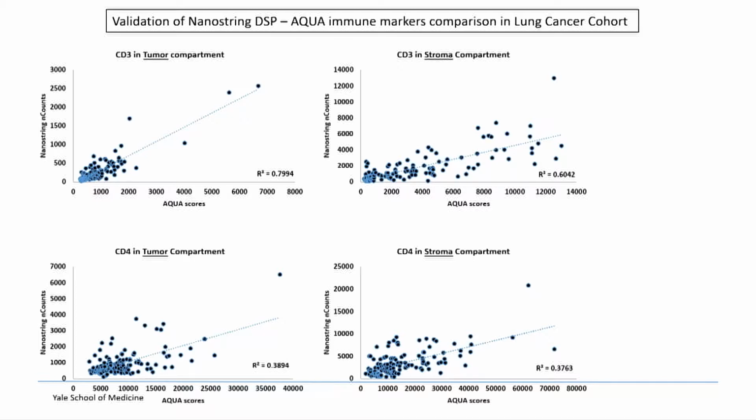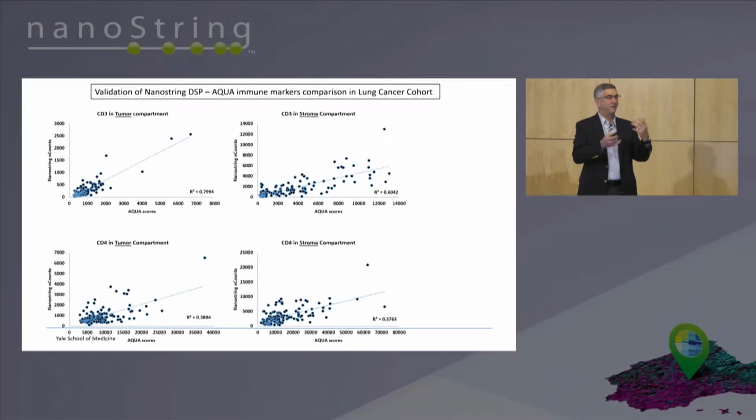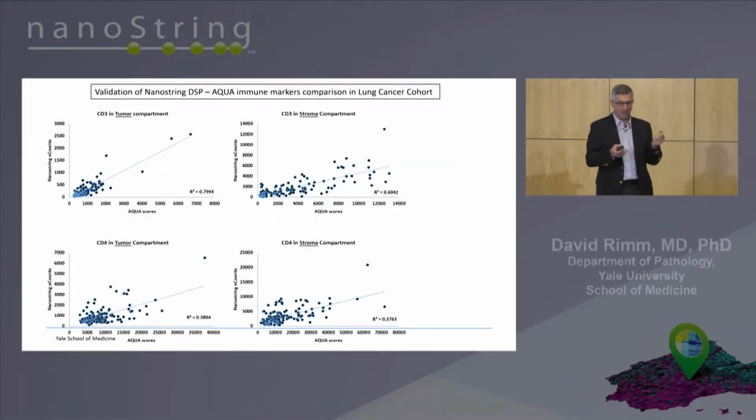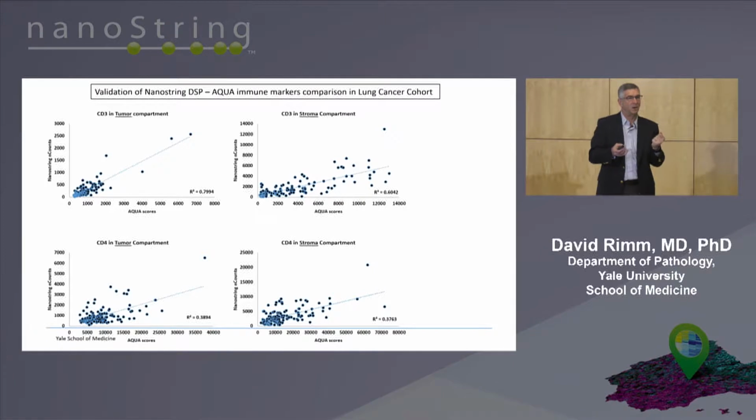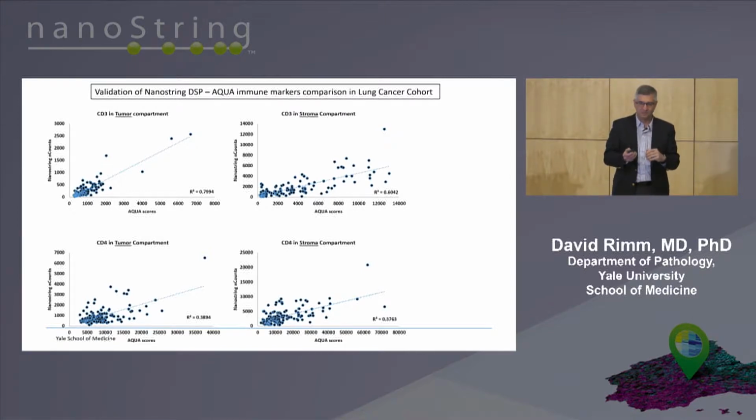In fact, you might look at the lower hand, the CD4 in tumor compartment. Well, there shouldn't be CD4 in tumor compartment. CD4 should all be in the stromal compartment, but there is, in fact, some. And in fact, there's heterogeneity. So these slides were a few slides apart. So an R squared of almost 0.4 or 0.38 is, I would consider, an acceptable comparison between these two technologies.